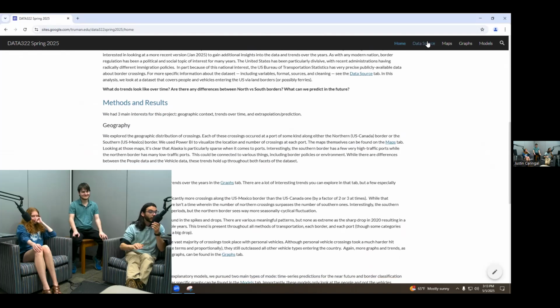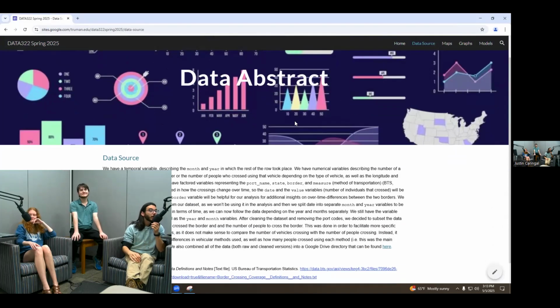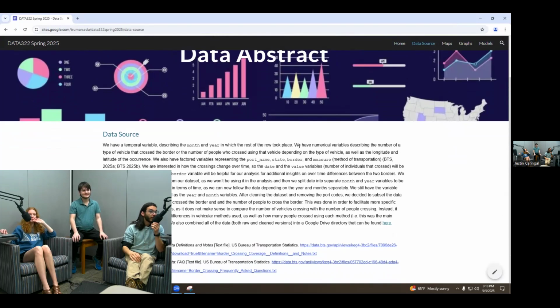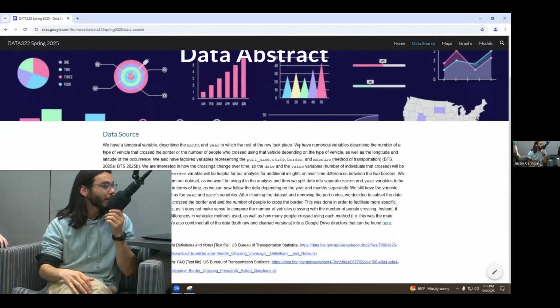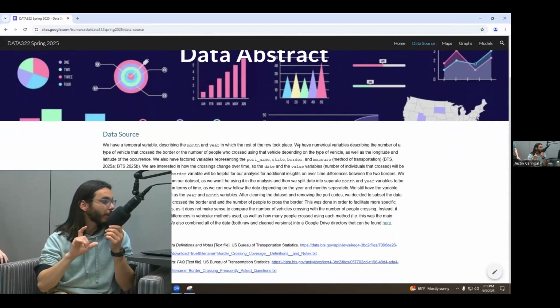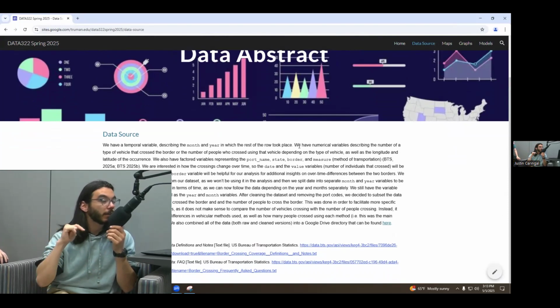If you look at the data source tab on the website, we discuss some of the specific variables that are covered in the data set. We're especially interested in the month and year variables for the purpose of time series, and we're also interested in the port name, state, border, and measure, because those will help us break up the data to analyze it and put it on a map so we can graph it as far as number of data points. We'll get to that later.